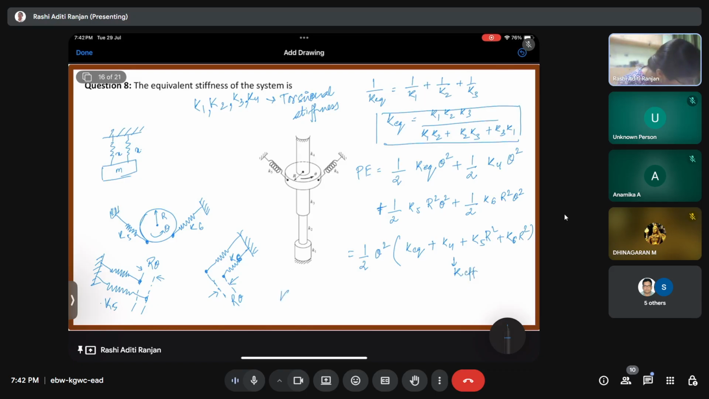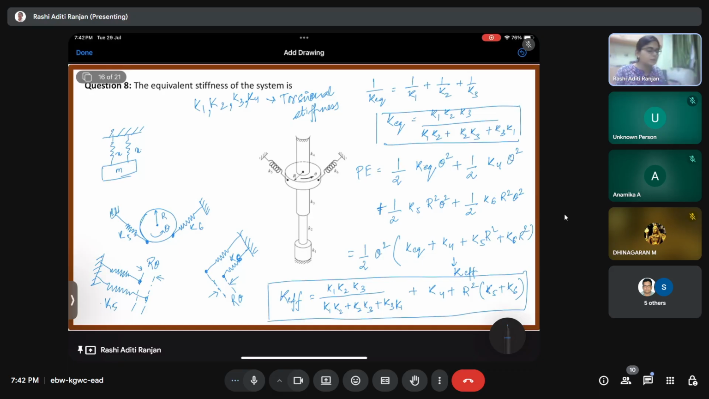So finally, my K effective turns out to be K1 K2, K2 K3, K3 K1, plus K4 plus R square K5, K6. This is my effective spring constant. I hope it is clear. Okay.